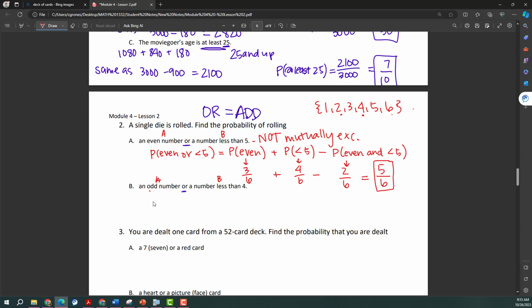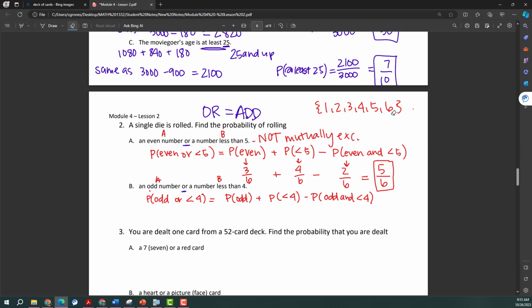All right, on B, we have an odd number, this is A, or a number less than 4, B. So similar, the probability of odd or less than 4. We'll do the same thing. We'll take the probability of being odd, add it to our probability of being less than 4, and then subtract the probability of odd and less than 4.